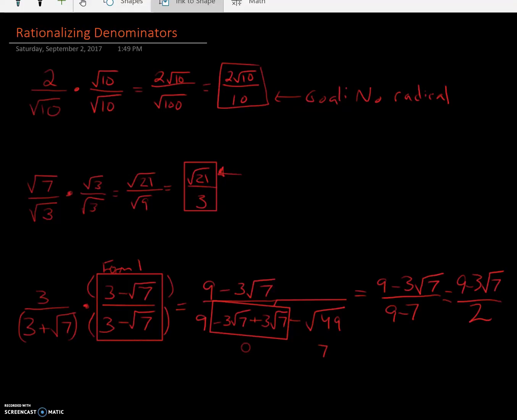Nothing we can do on the top because this 9 here is really 9 root 1. And they're not like radicals, so we cannot combine them. Just thinking about like terms in algebra, it's the same idea. And there we are with a few problems to illustrate rationalizing denominators.